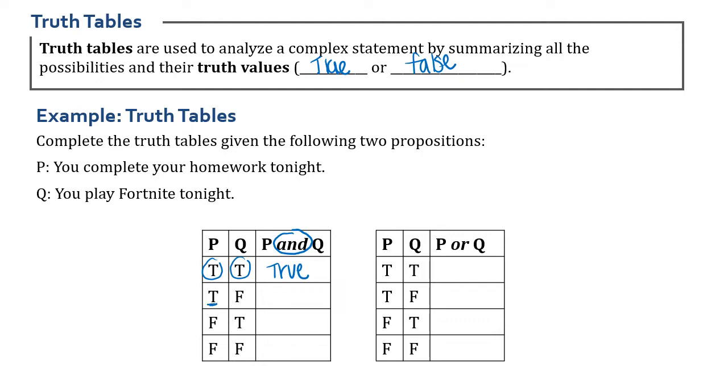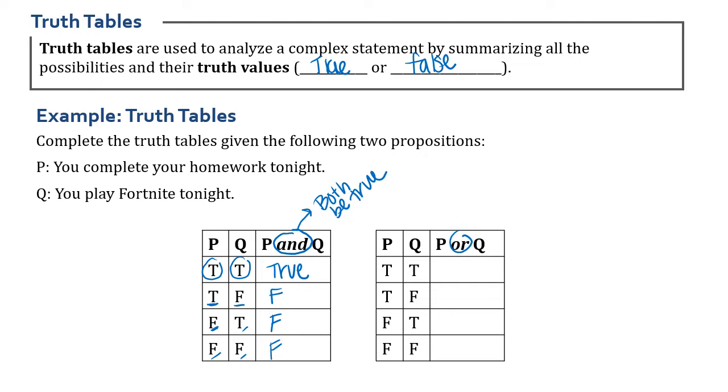In this situation, you complete your homework, but you don't play Fortnite. So this is considered a false statement. Here, you don't finish your homework and you still play Fortnite. Shouldn't be doing that. That would be false. And in the last line, you don't complete your homework and you don't play Fortnite. This would also be false. So again, for an and, you need to have both be true.